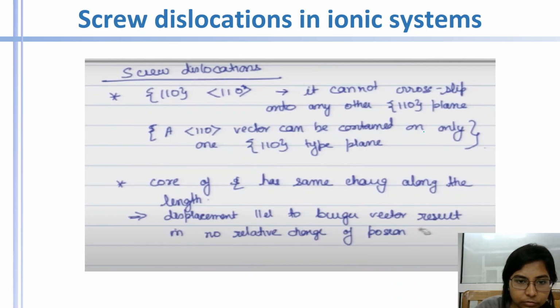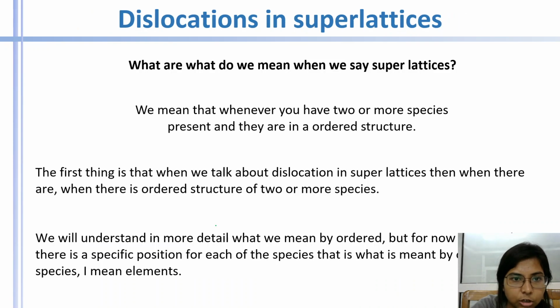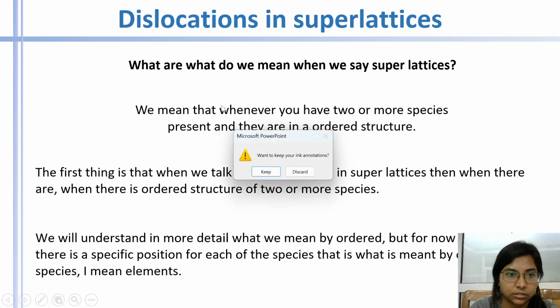Because we know that the displacement is parallel to the Burgers vector, it means that there is no relative change in position. So now we will come to superlattices. What do we mean by superlattices?